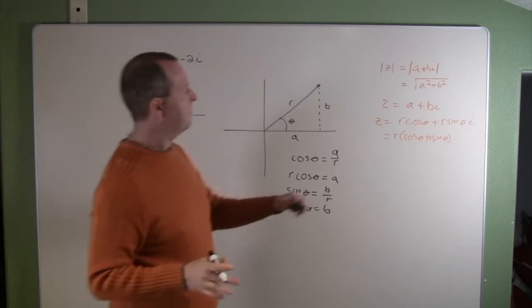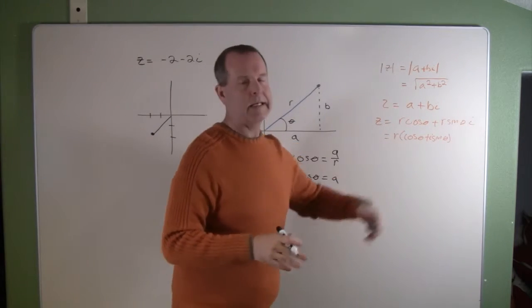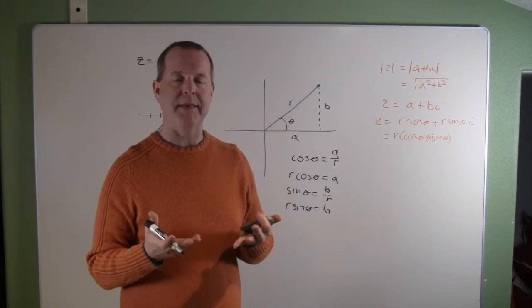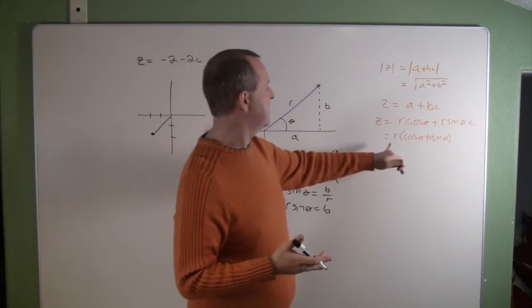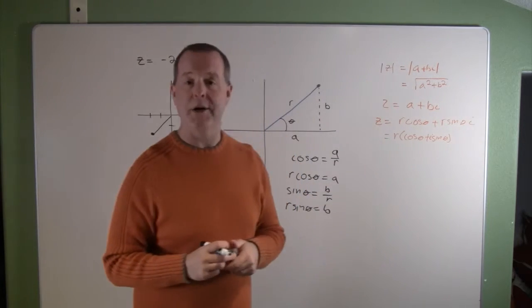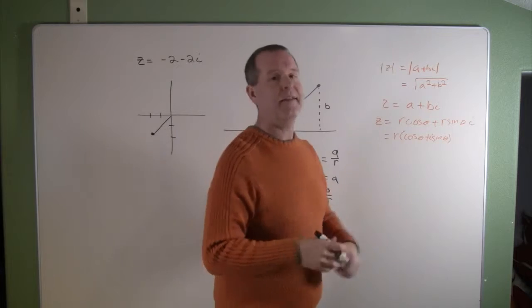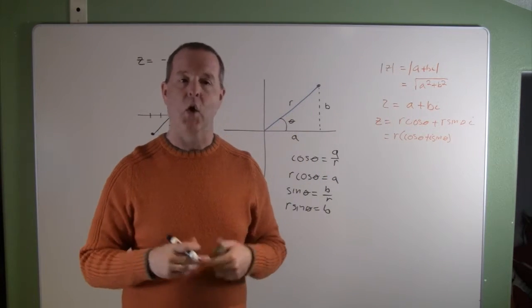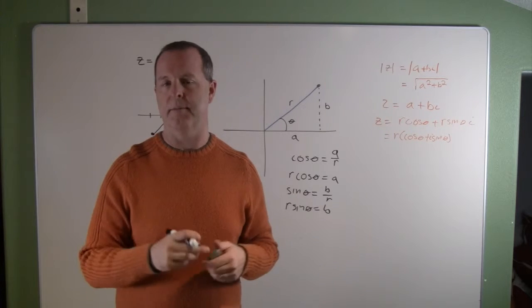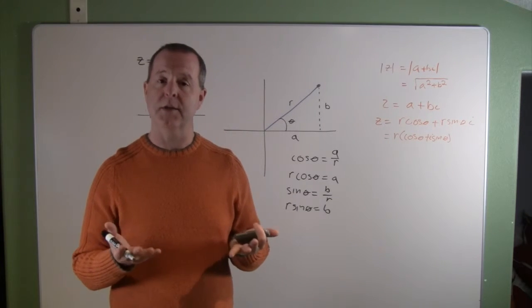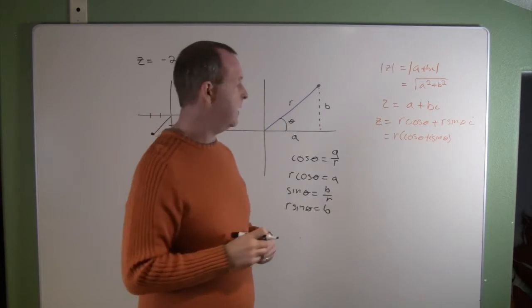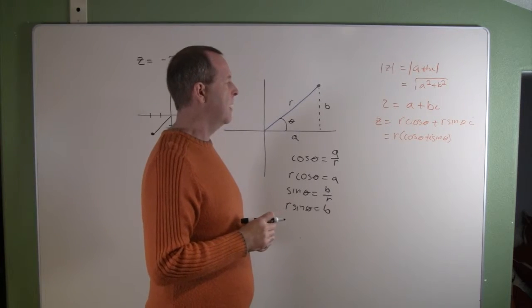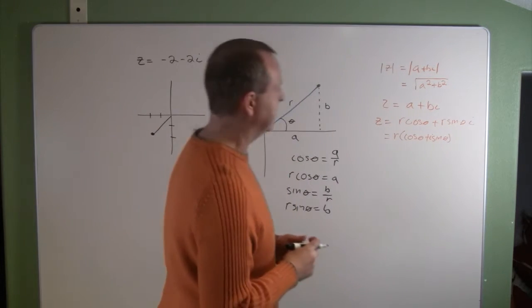Now, our book and a lot of other mathematicians call the value of r the modulus and the theta the argument. So sometimes you're going to see those terms, find the modulus, or let's determine the argument of the particular equation. And so modulus refers to the r and the argument refers to the theta.